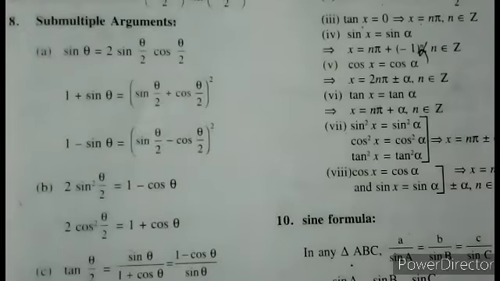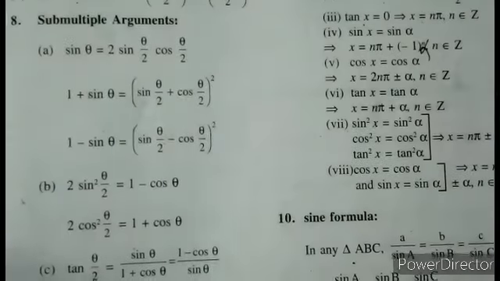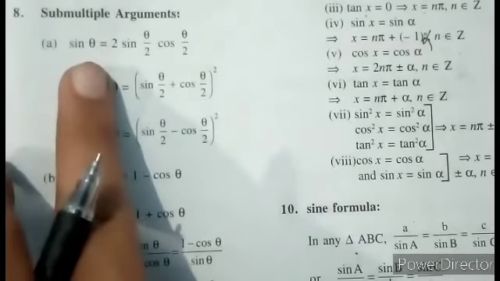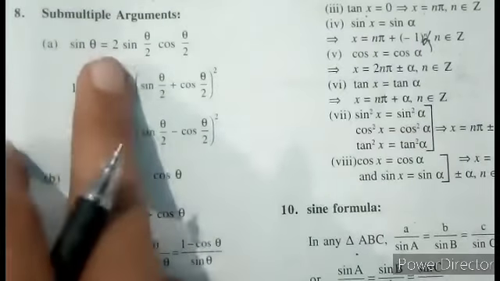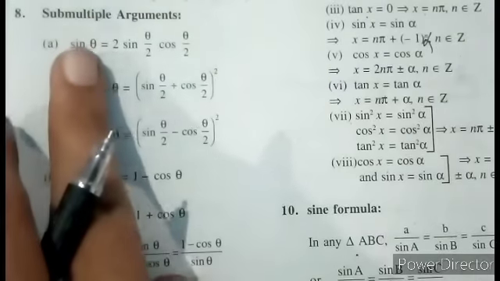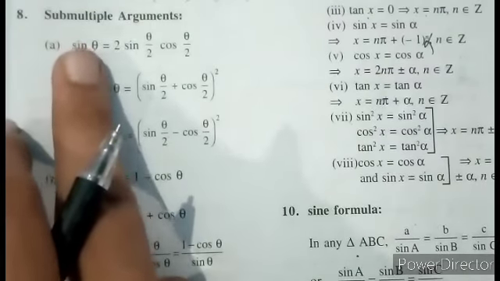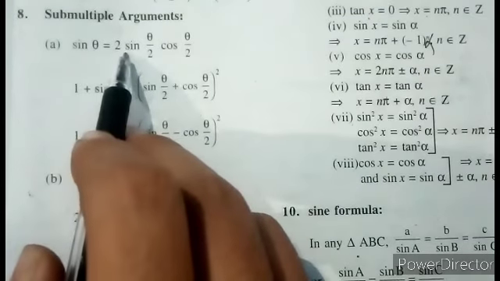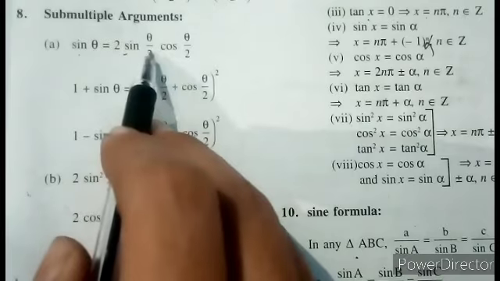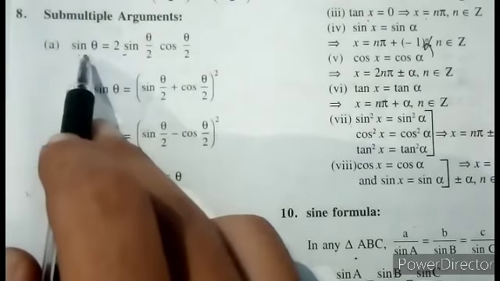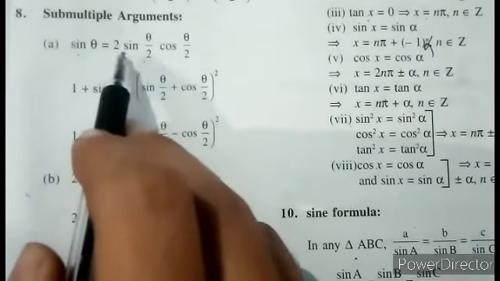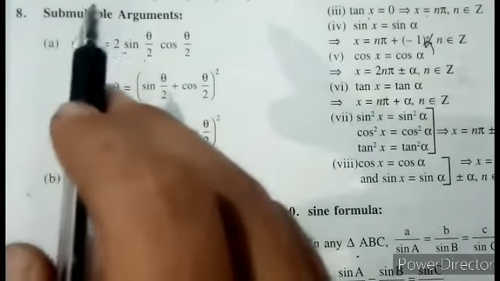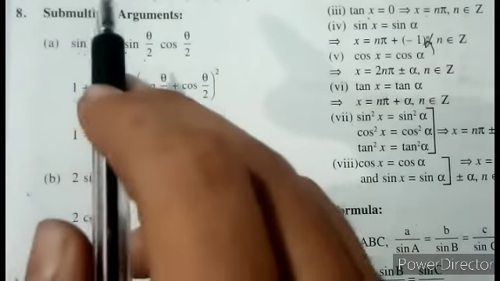These are the sum multiple arguments, that is sin theta. We know that sin 2 theta is equal to 2 sin theta into cos theta. Only the difference is that in the place of 2 theta there is theta. So when 2 theta is there we write theta, and so theta by 2 in place of theta, that is sin theta is equal to 2 sin theta by 2 multiplied with cos theta by 2.